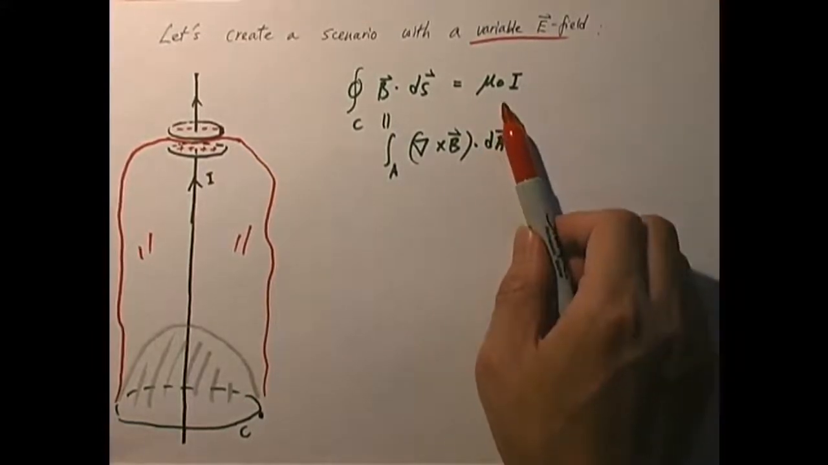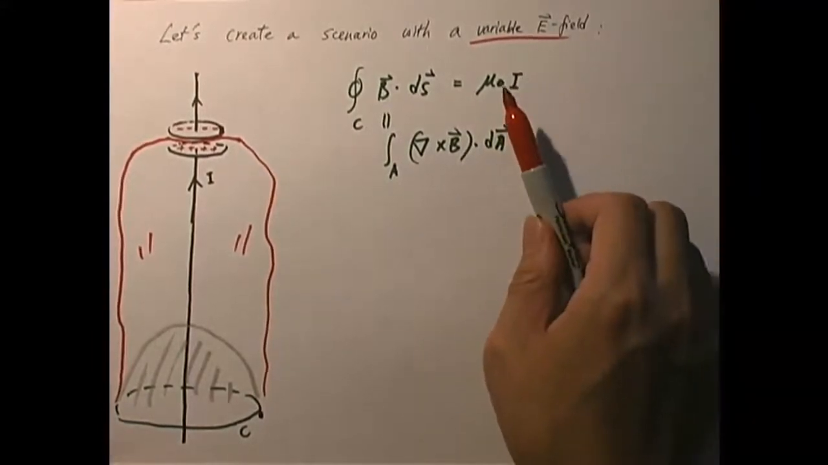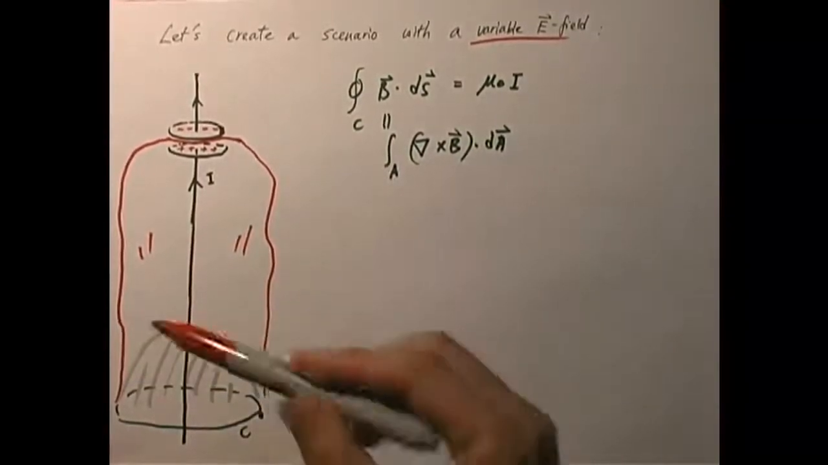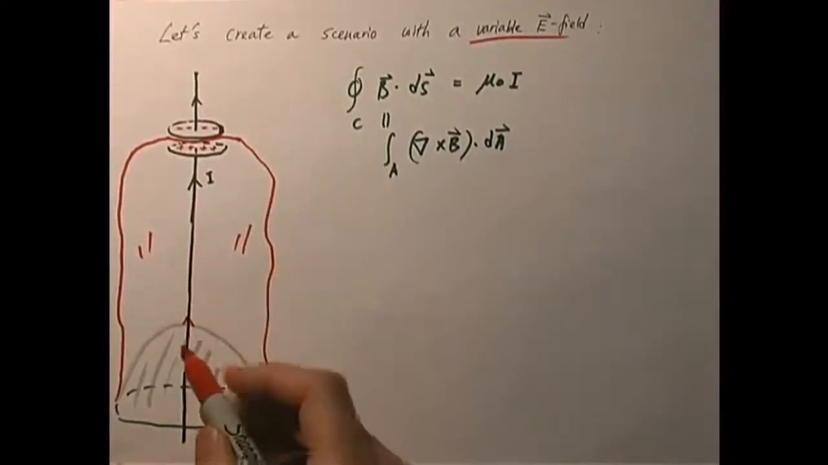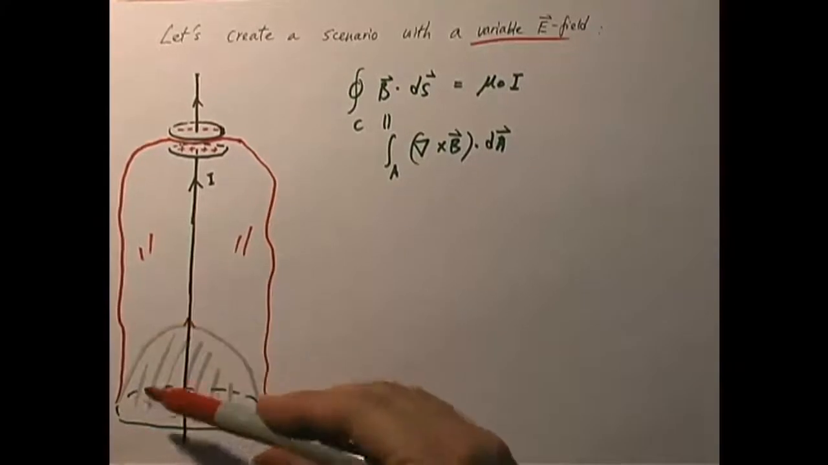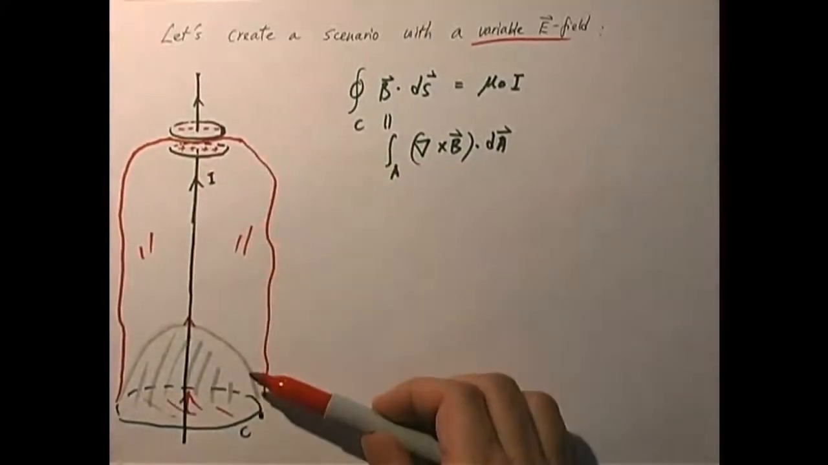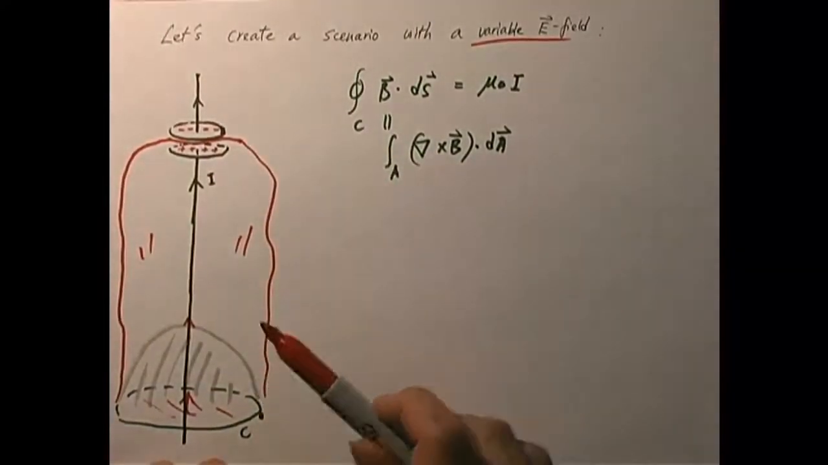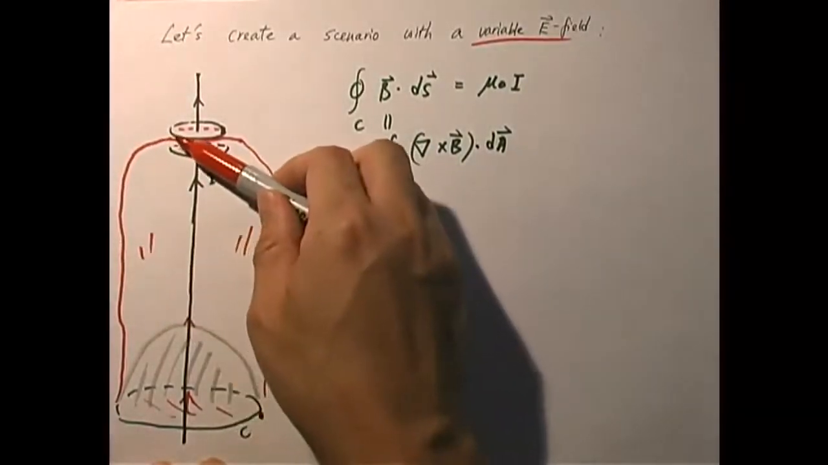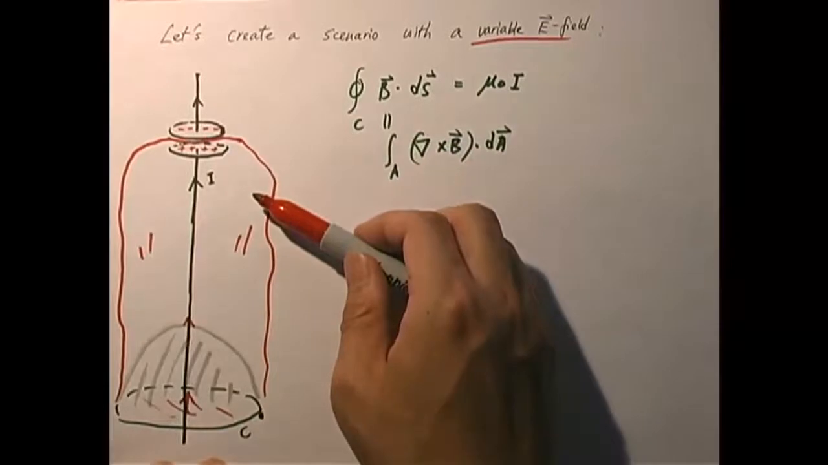Now what is I, by the way? I is the current that penetrates through the area. Like if the area is like this, of course the area is punctured by the current, right? And if the area is like that, of course, it's punctured by the current here. But what about this chef's hat? This chef's hat, as you see, cleverly bypassed the current because it goes through the space in between.